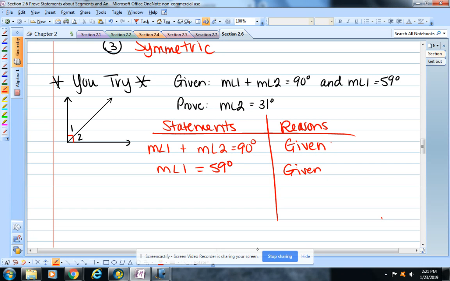I'm getting there, but you got to do it in proof form. Essentially, yes. But first, I have to substitute 59 degrees into the measure of angle 1. Sometimes in a proof, we have to list the obvious. You just can't jump to it. You have to show your steps and list the obvious. So, yes, I'm going to replace that right there. So now I can say 59 degrees plus the measure of angle 2 equals 90 degrees. And I use substitution there.